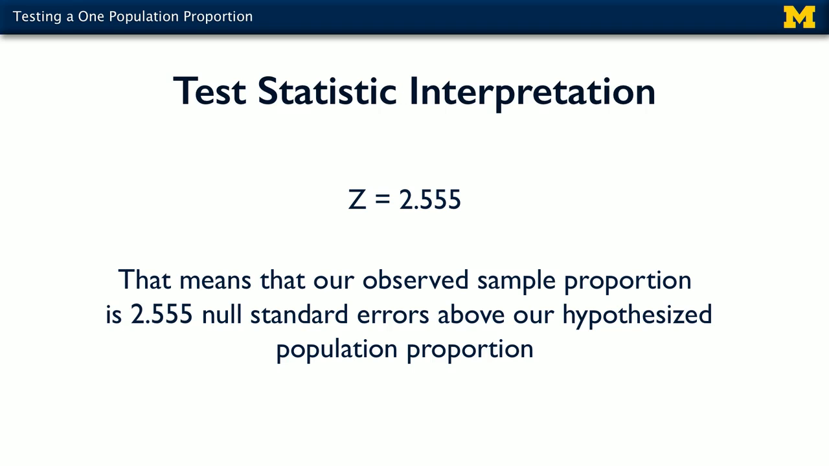What does this z test statistic really mean, though? Interpreting it, we could say this z test statistic means that our observed sample proportion is 2.555 null standard errors above our hypothesized population proportion. We took our sample, subtracted out the hypothesis, and then divided by the standard error, so we get the number of null standard errors.